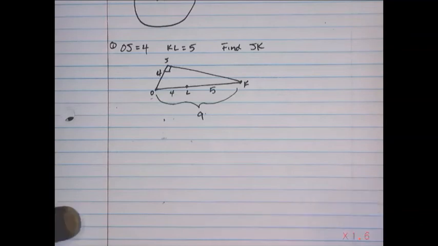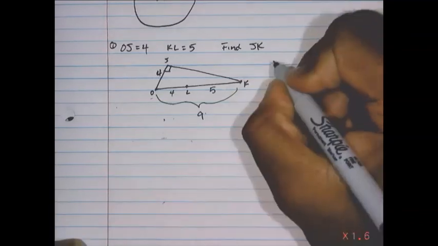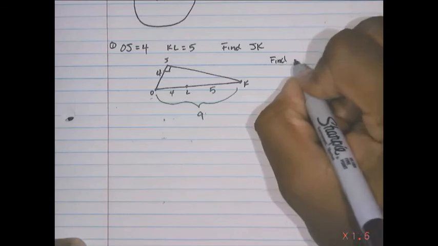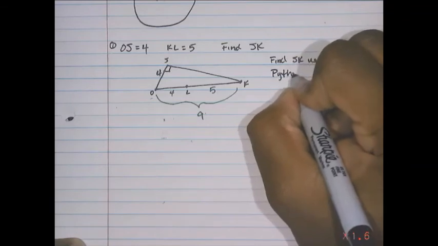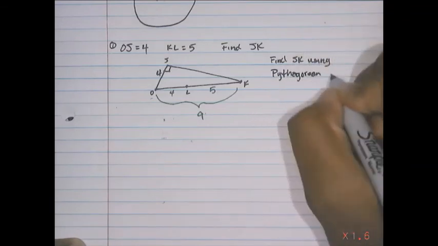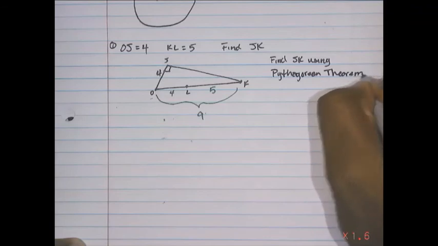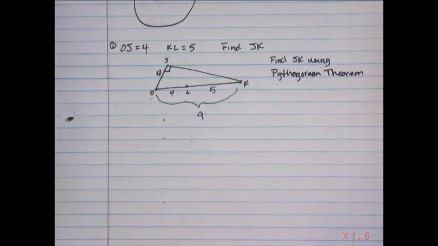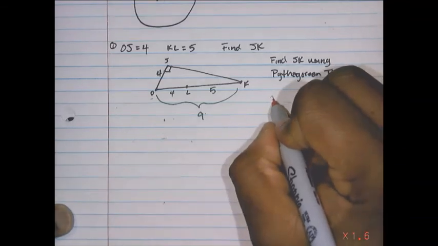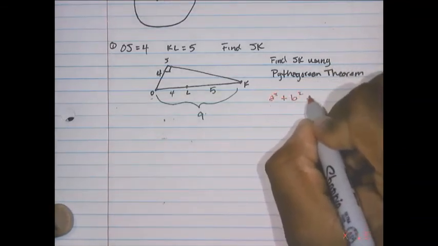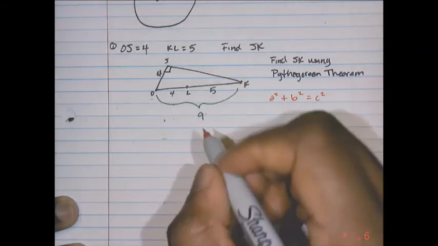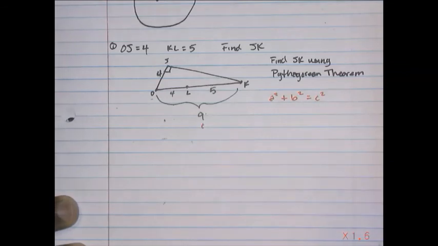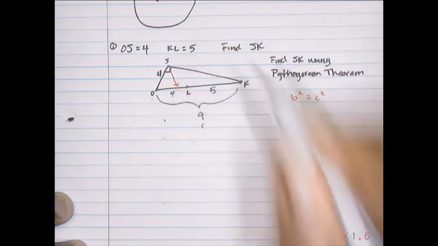Anytime I have a right triangle, if I have two sides of it, I find the third side using the Pythagorean theorem. Find JK using the Pythagorean theorem. We know the Pythagorean theorem is a squared plus b squared equals c squared. The hypotenuse is OK, so that's c, and then a and b can be either one. We know this is the hypotenuse because it's across from the right angle.